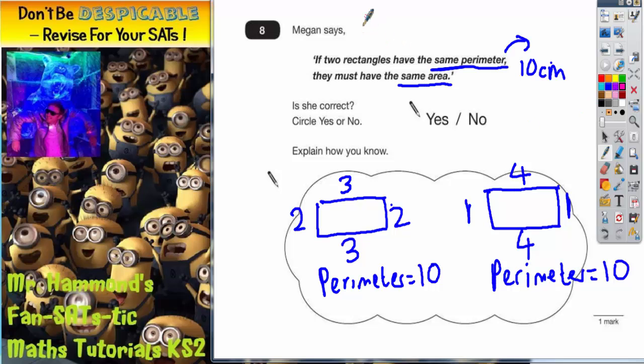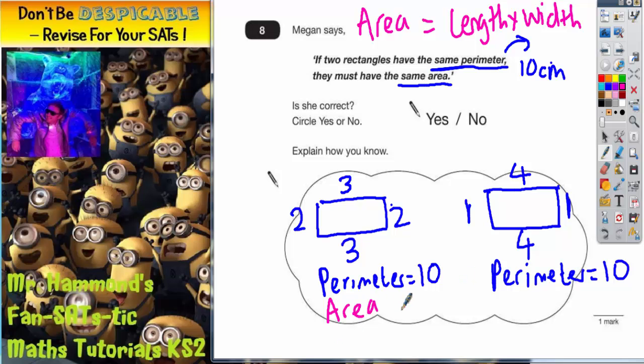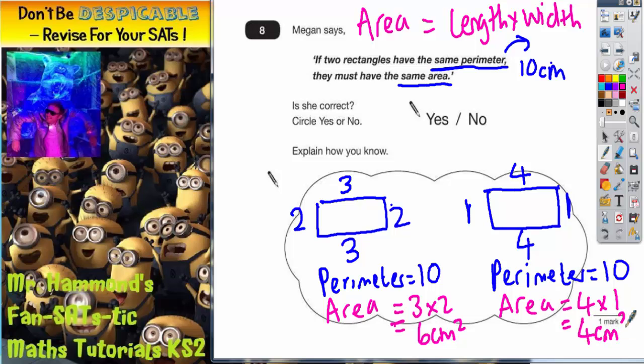Now at this point we need to remind ourselves that the area of a rectangle equals length times the width. And all we need to do now is apply that formula to both rectangles. So the area for this one on the left would be 3 times 2, which is 6 centimeters squared. And the area for the rectangle on the right would be 4 times 1, which is 4 centimeters squared.